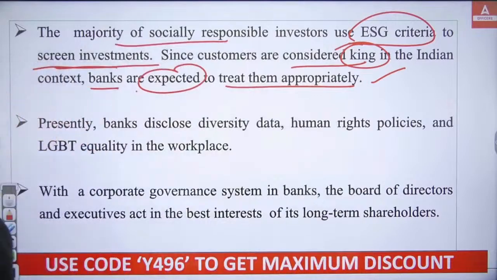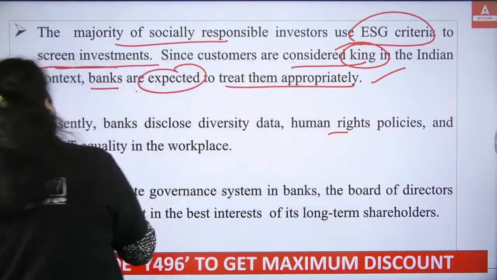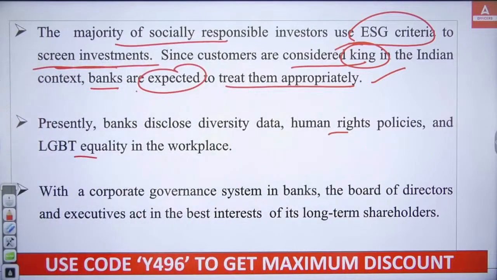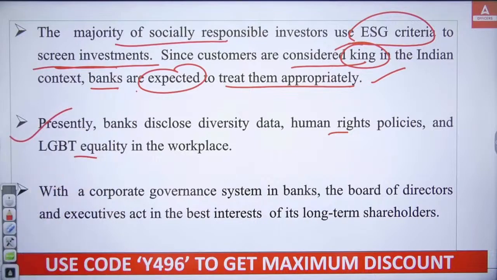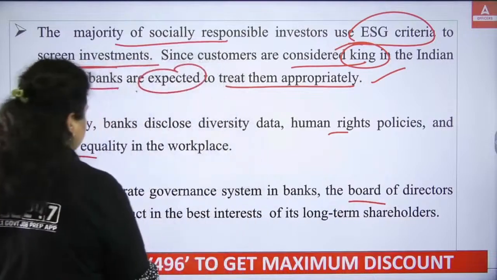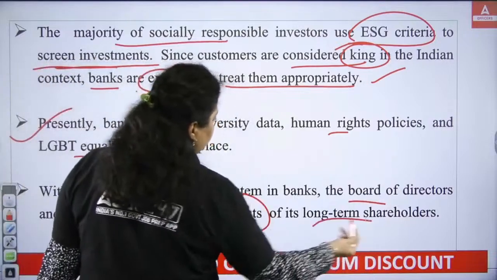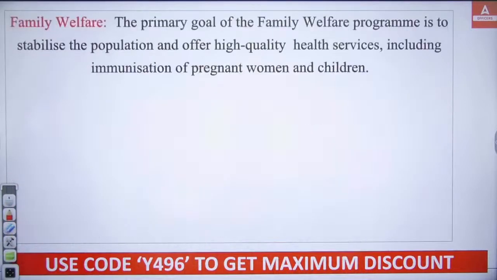So presently, banks disclose diversity data, human rights policies, and LGBT equality in the workplace. So this is what Equality Bank is doing, Social Justice Bank is doing. So with the corporate governance system in banks, the board of directors and the executives all act in the best interest of the long-term shareholder. So if someone is giving you money for a long-term period, it's very obvious you have to treat them well.